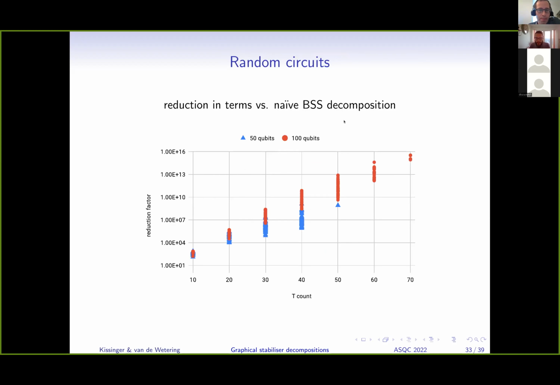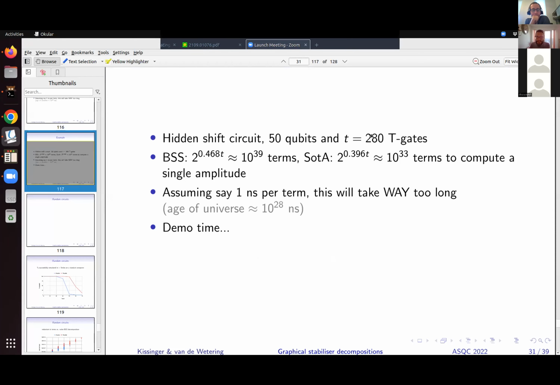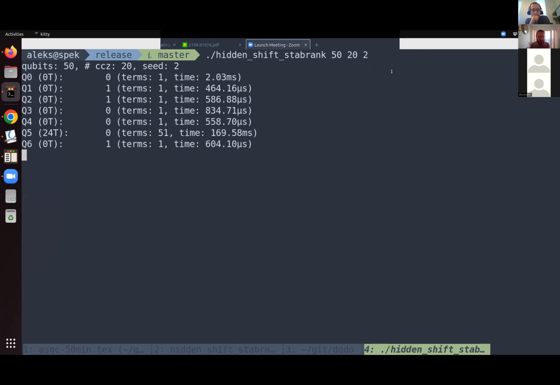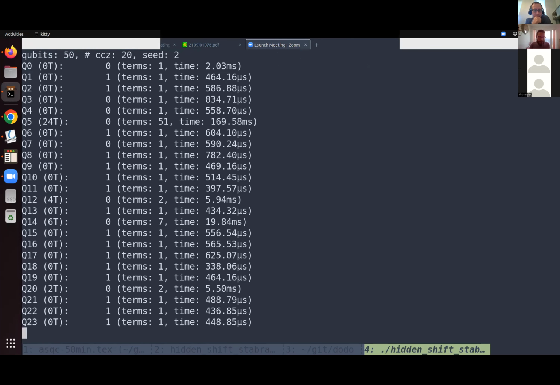Okay, all right. So this slightly steals my thunder, but this takes the age of the universe. Let me run the thing. So this is a hidden shift instance with 50 qubits, 20 CCZ gates, which translates into these 280 T gates, and then a random seed of 2. And here it goes. That's just pulling outcomes for each of these successive qubits.